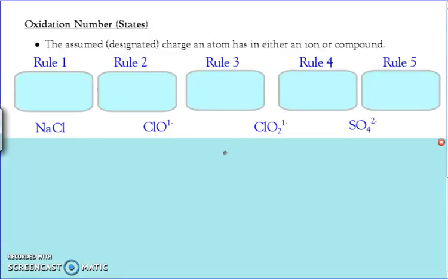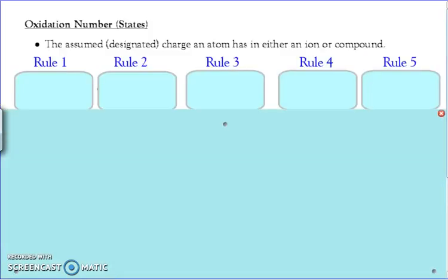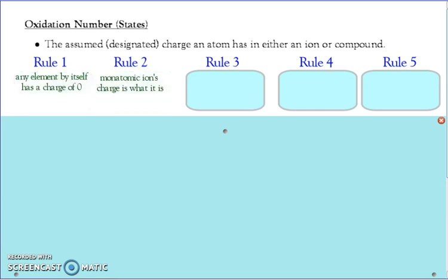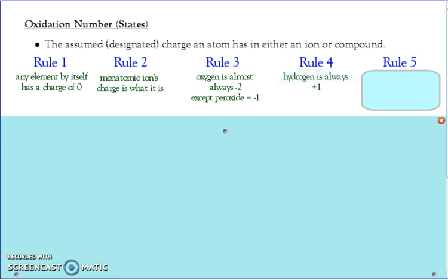There are 5 rules here that have to do with assigning oxidation numbers. And here they are. Rule 1: any element by itself is going to be a 0. Monatomic ions, the charge of the monatomic ion, that is what it is. So if it's Cl-, it's -1. Oxygen is almost always -2, except for the peroxide ion. There's only a couple of cases where that shows up: hydrogen peroxide and sodium peroxide.